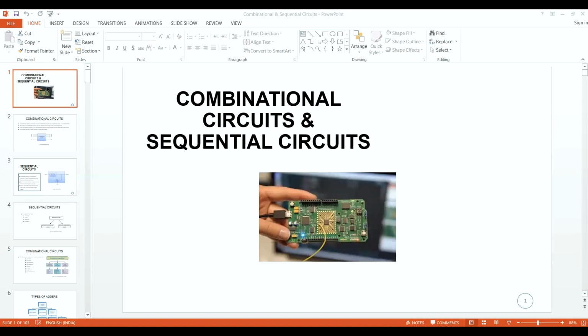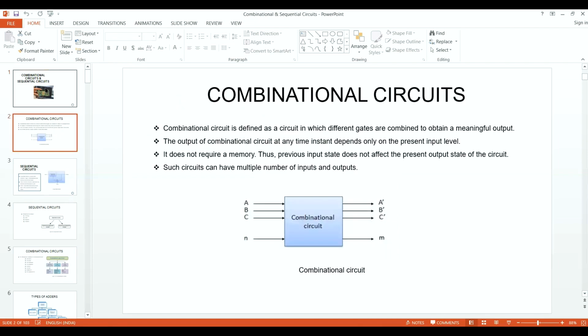So without wasting more time, I'm coming to combinational and sequential circuits. I already discussed what a combinational circuit is and what a sequential circuit is. In brief, combinational circuits are those circuits which are without memory, and sequential circuits are those which are with memory. So you can say that a sequential circuit is nothing but a combination of combinational circuit and memory.